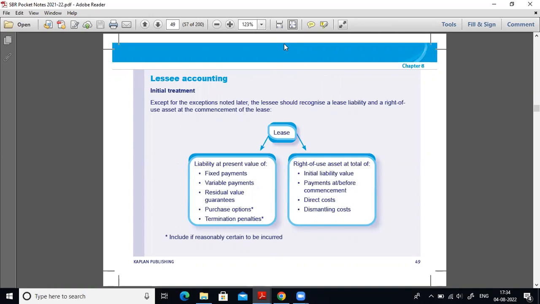Yeah. Now, in lessee accounting, first we'll try to complete this lessee accounting. In the initial treatment, except for the exceptions noted later, the lessee should recognize, if the agreement satisfies the IFRS 16 conditions, a lease liability, and there should also be recognition of a right to use asset. So, in simple terms, IFRS 16 clearly states this.